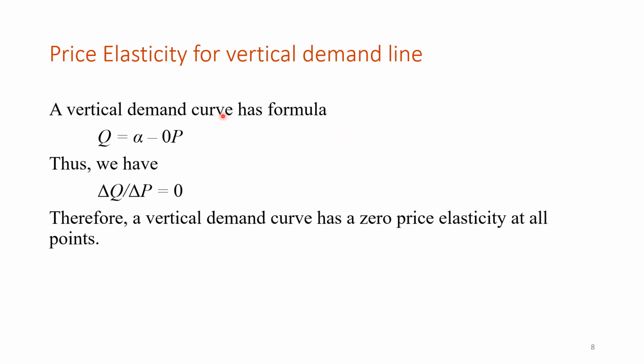What happens if we look at the price elasticity for a vertical line? Well, now we get Q equals alpha minus 0P. Thus we have delta Q over delta P is equal to 0. So a vertical demand curve has a 0 price elasticity at all points.